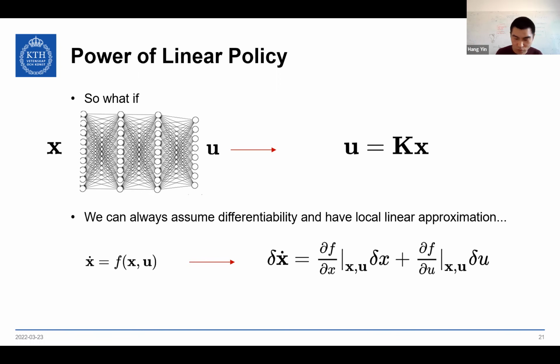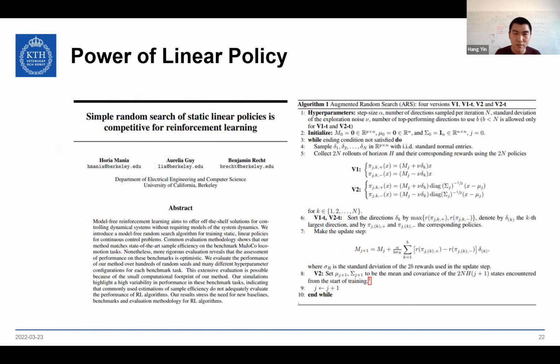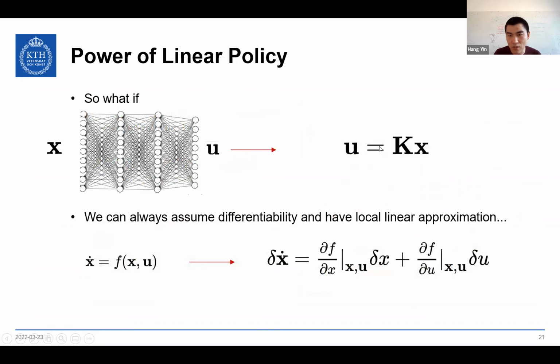And if you don't believe that, there is some really cool work from Professor Benjamin Recht, and they actually show that for a lot of, I won't use the word, seemingly complex gym tasks, you can just learn a linear policy to do that. And you also don't have to use popular reinforcement learning algorithms like PPO and SAC. Basically, you can just do random search, because here you can see that your linear policy only has this parameter K, right?